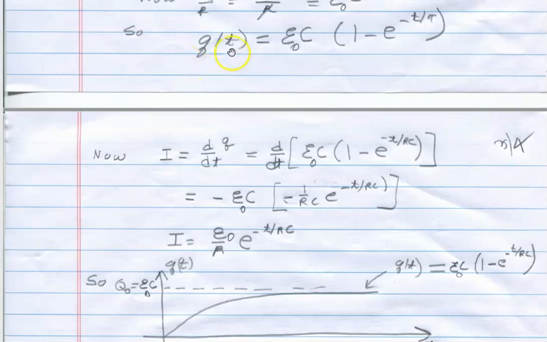Once you have q of t, you know that the current is just the first derivative of that, dq/dt. And so just plug that in for q and take the derivative and arrive at the current as a function of time.